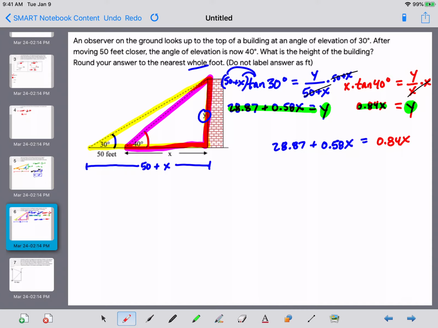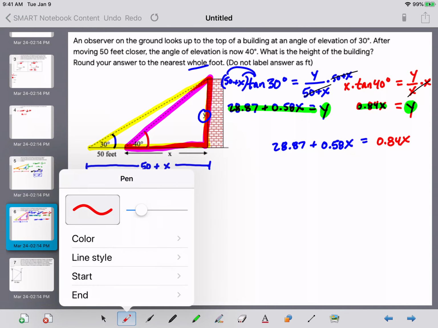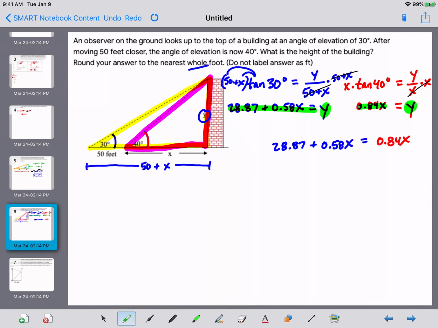This is just a two-step equation with decimals. So we're going to solve this like we normally would. Subtract our x's, get those on one side. So I'm going to go ahead and subtract 0.58x. So if we do 0.84 minus 0.58, over on this side we end up with 0.26x. Over here we have 28.87. And then the last step is we can just divide by 0.26.